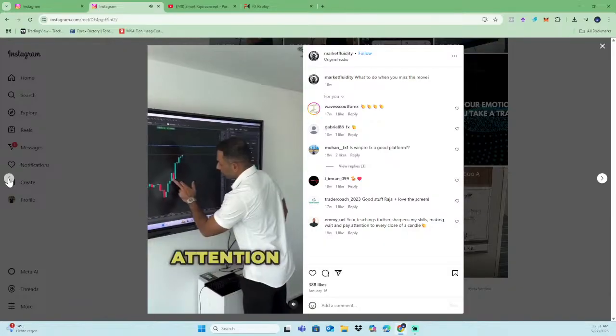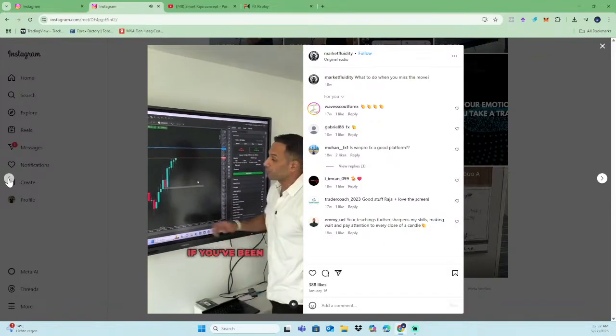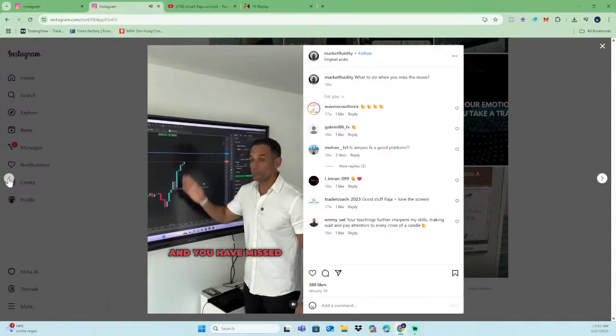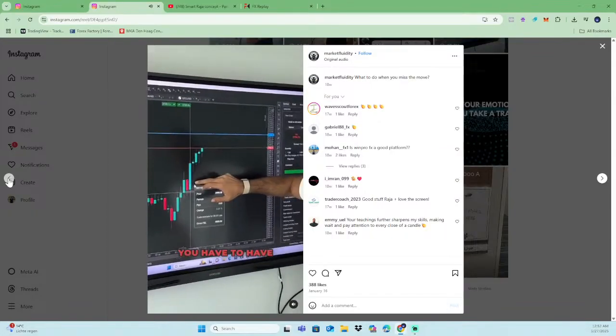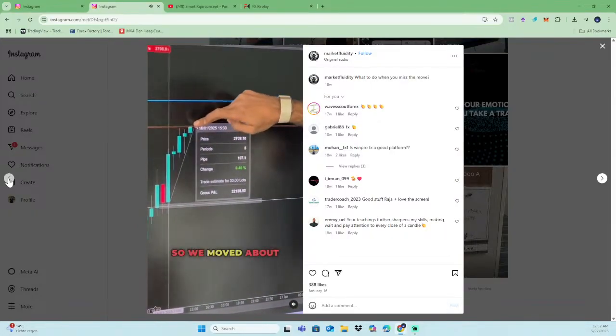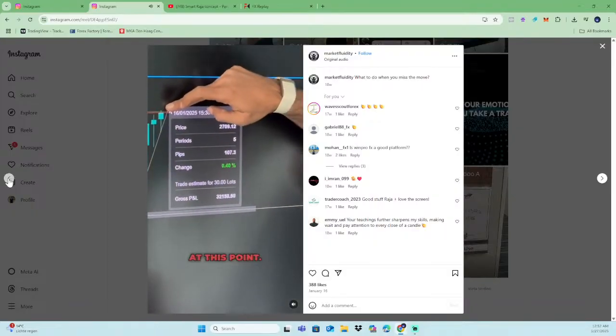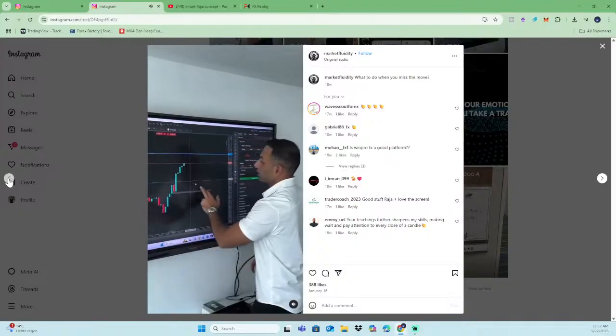My students, pay attention here today. If you've been looking at buys on gold, this is gold on the 30-minute time frame. If you've been looking at buys and you have missed the move like I have, this is what you have to do now. You have to have no FOMO. The best way to do it is to measure how much we've moved. We moved about 100 pips at this point. If we have moved 100 pips and we have missed this move, this is what you have to do.